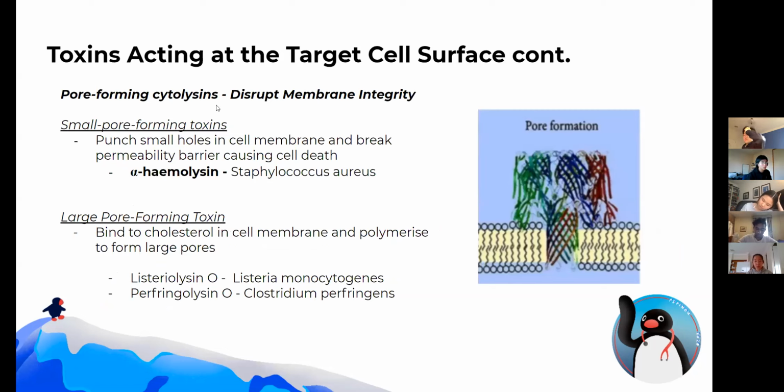So another type of toxin that acts on the cell surface are pore-forming cytolysins. You can probably base it off their name, pore-forming. They form pores in our cell membrane, therefore they disrupt the membrane integrity. We have small pore-forming toxins and large pore-forming toxins. The small ones just punch small holes. One is the alpha-hemolysin toxin produced by Staph aureus. And what the large ones do is they bind to cholesterol in the cell membrane and polymerize to form large pores, essentially.